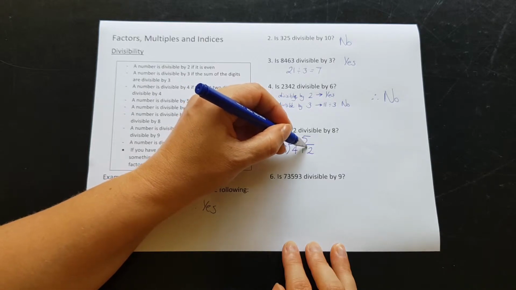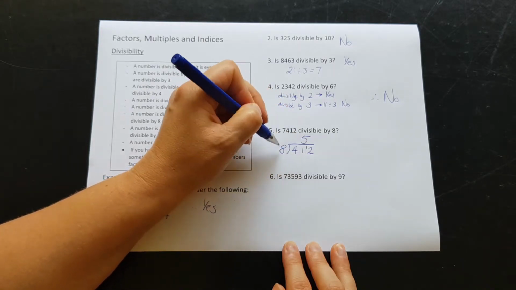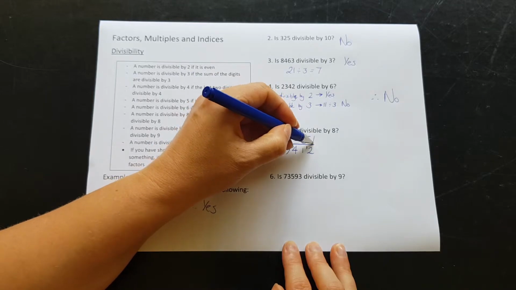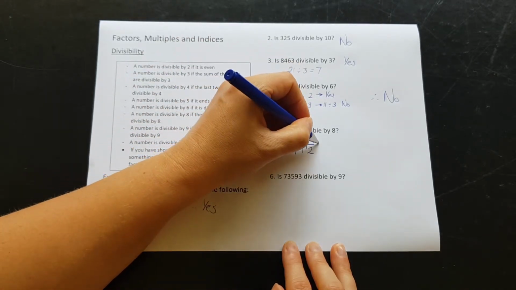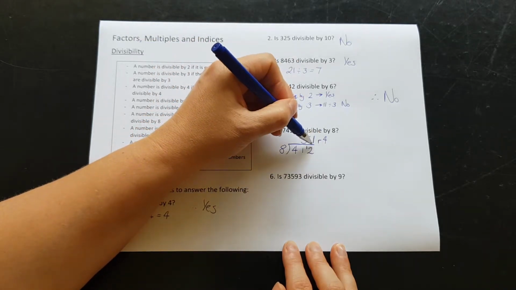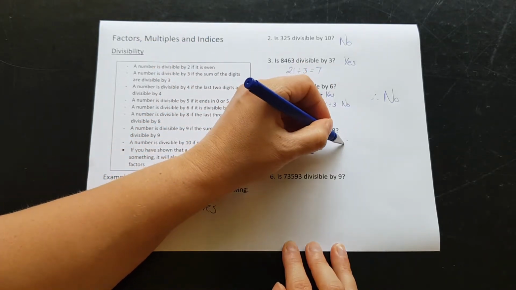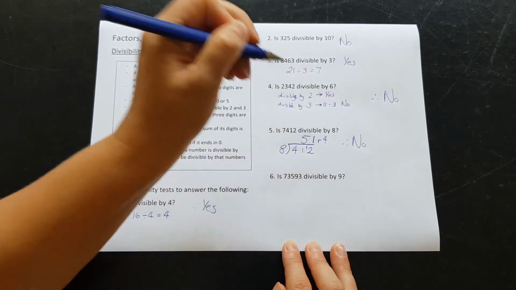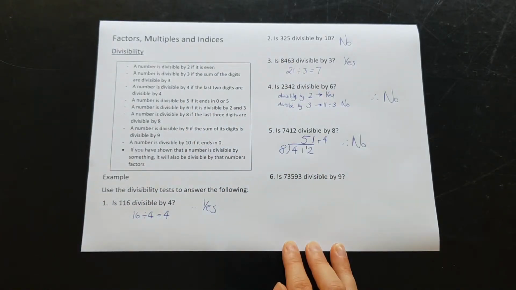And I will have a 1 remainder. 12 divided by 8 will go once, but I'm going to have a remainder in there of 4. Okay, so because there's a remainder, it's not going to go nice and evenly. Therefore, no, my number is not divisible by 8.